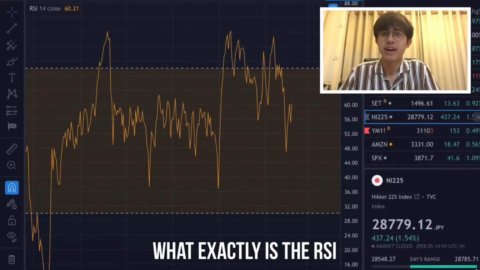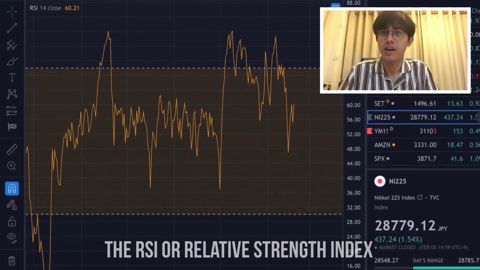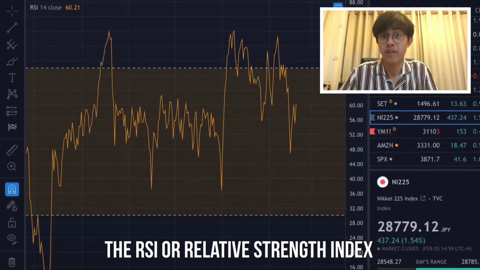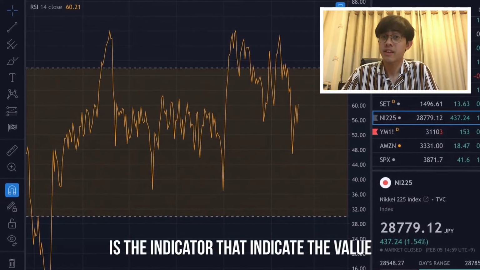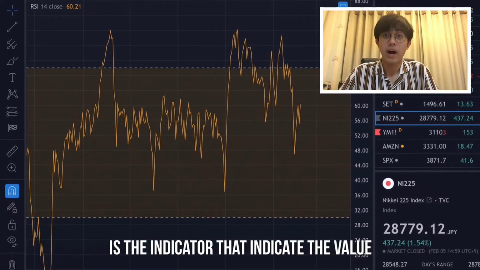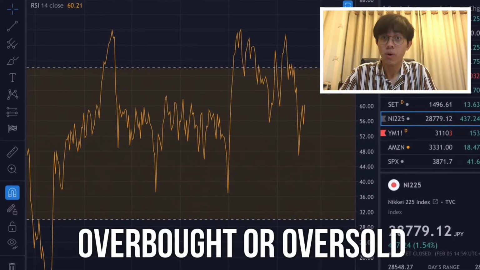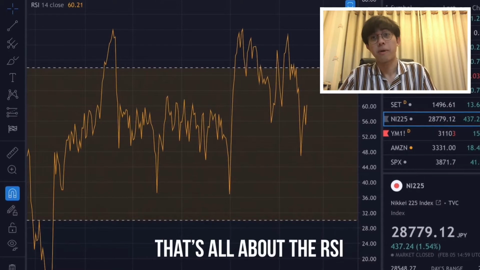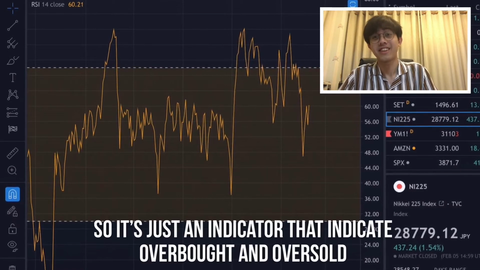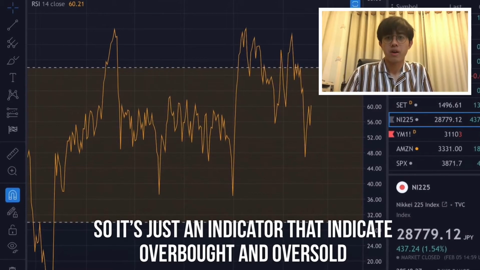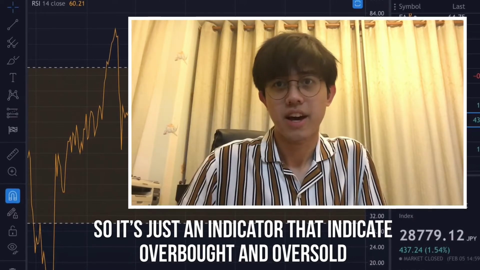So what exactly is the RSI? The RSI, or the Relative Strength Index, is the indicator that indicates whether a particular stock is overbought or oversold. That is all about the RSI. So it's just the indicator that indicates overbought and oversold. That is it.